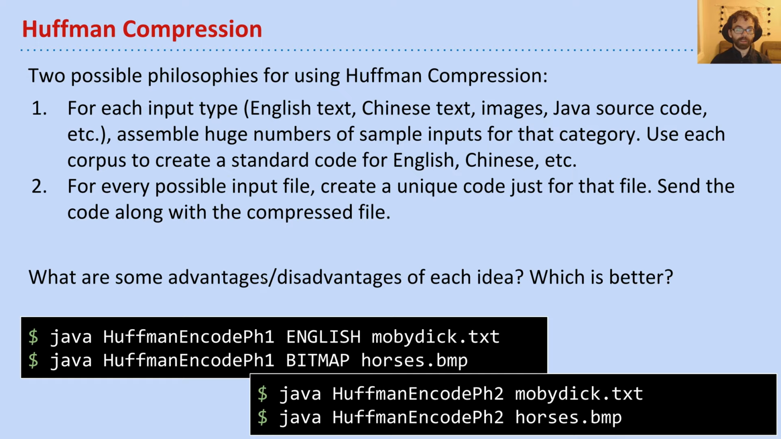So I have here at the bottom of the slide some examples of how that might work. If we're using philosophy one, we would specify, for example, I want to use the English corpus to compress Moby Dick. Or if I wanted to compress some picture of a horse, I use the corpus for bitmaps. By contrast, with the second philosophy, we wouldn't specify a corpus. We would just say, please compress Moby Dick, and it would analyze Moby Dick and build a code just for Moby Dick, and then create a compressed file that includes not just the compressed data, but also the code needed to decompress it.